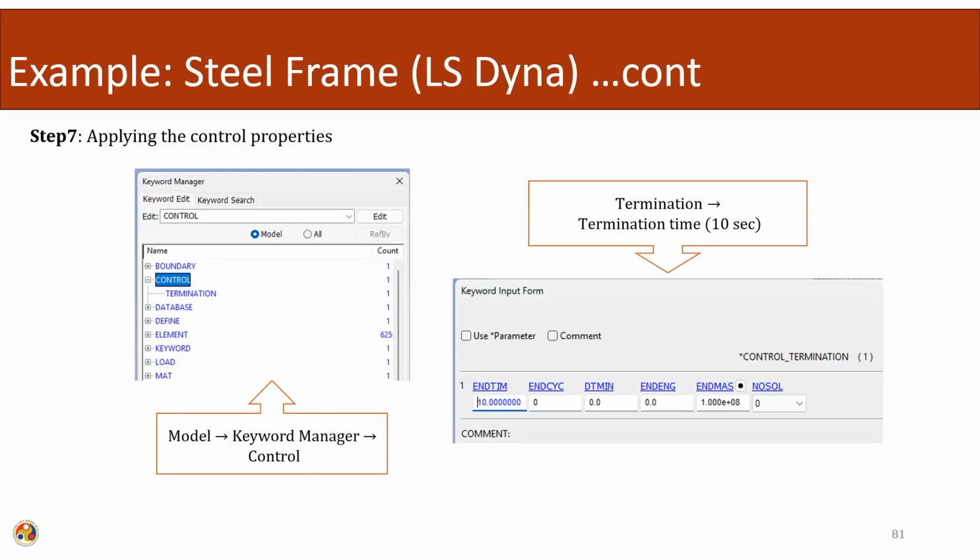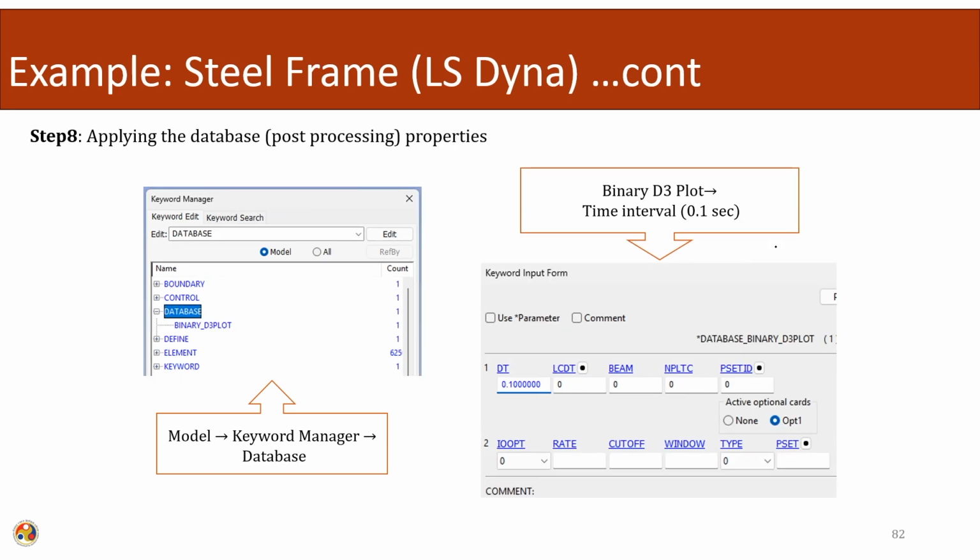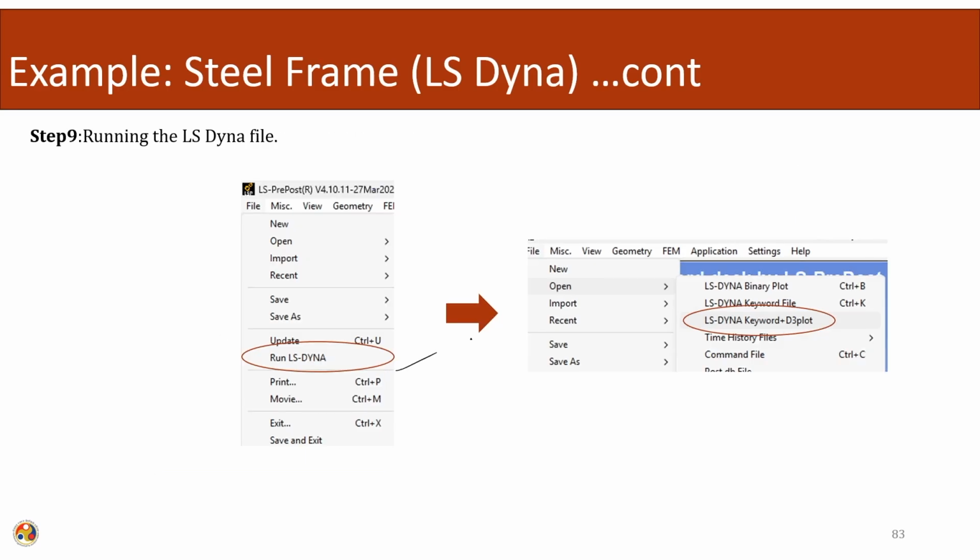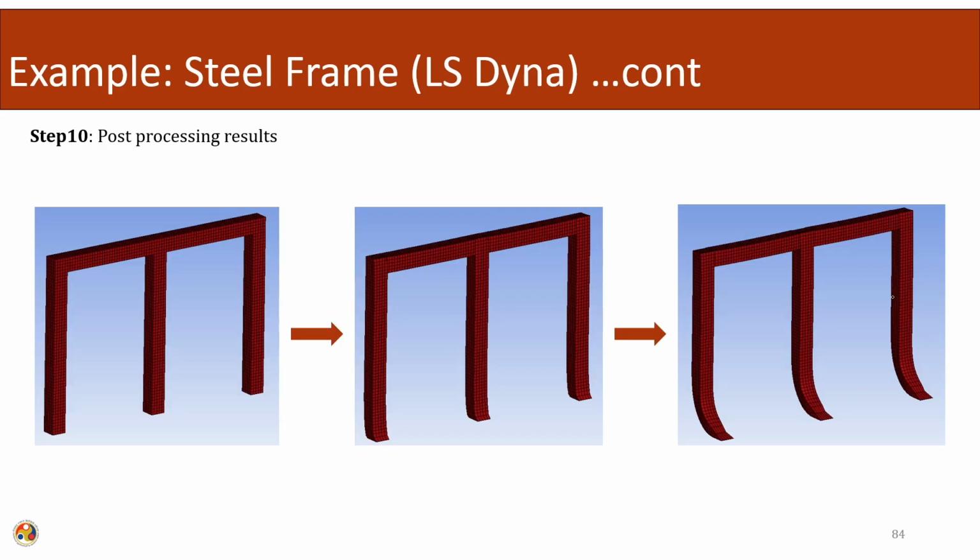Okay. After that, the control card, we tell the software to run for 10 seconds. Okay. And what are the outputs that we require and the interval at which I need those outputs. Okay. So, at every 0.1 seconds I need the outputs. Okay. After that, we run the simulation and we open the D3 plot file, and here you can see the simulation at various instances. Okay. So, this way you can model beams, columns, frames or any other system, validate with any experimental or any other database, and then can perform your own simulations.